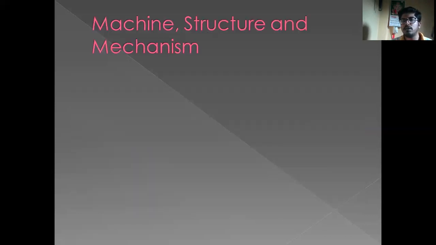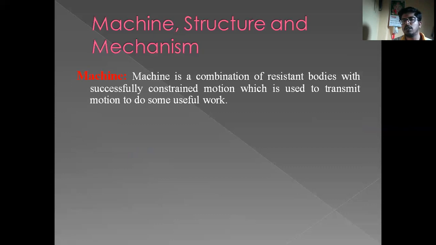Next, I'm discussing machine, structure and mechanism. What is a machine? A machine is a combination of resistant bodies with successfully constrained motions, which is used to transmit or transfer motion to do some useful work. What do you mean by resistant bodies? Resistant bodies are bodies which, when subjected to external force, do not change in physical form. Examples of machines: lathe machines, shaper machines, and drilling machines.